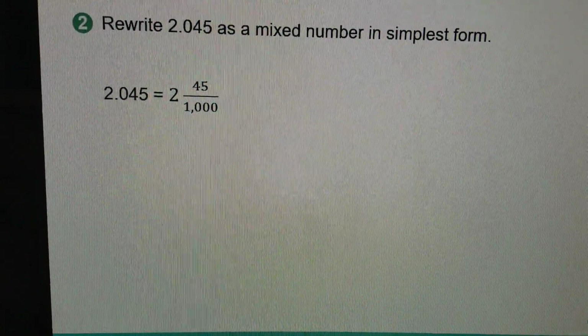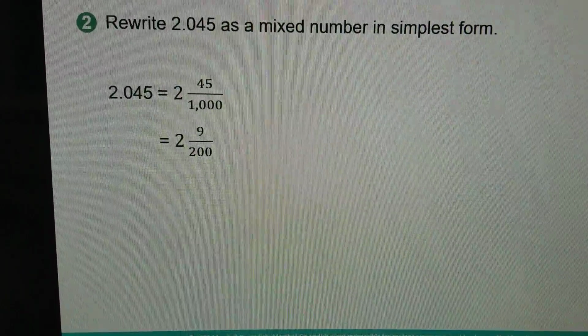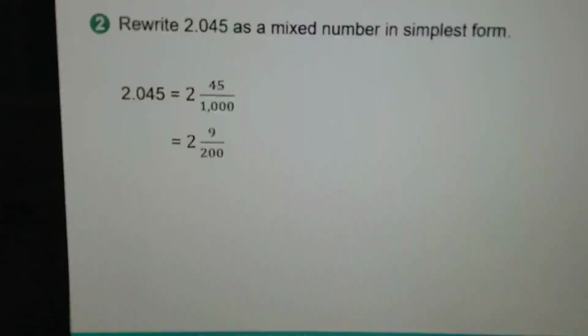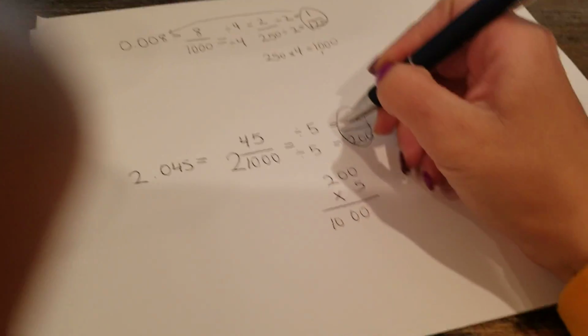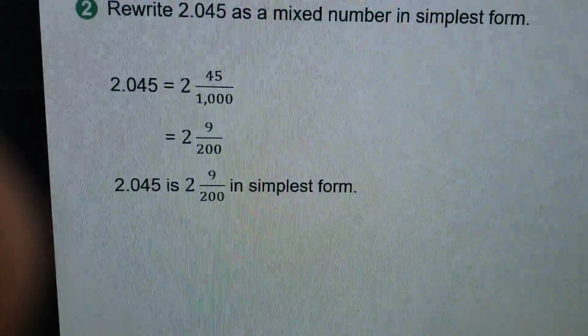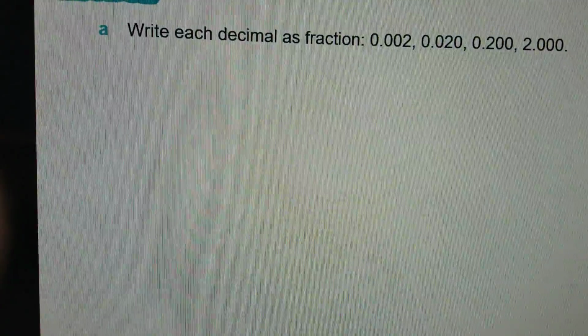So let's show the work here. 2 and 45 thousandths as a mixed number is 2 and 9 200ths. I actually forgot to put my whole, so we're going to add that. So it's 2 and 9 200ths, and that's the answer in simplest form. Hooray, we did another problem.